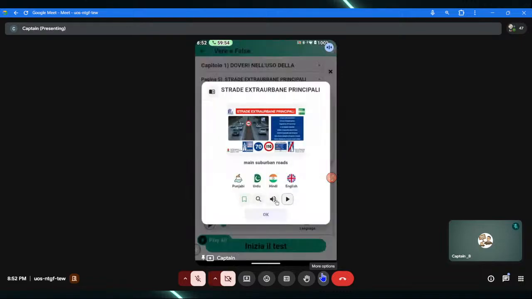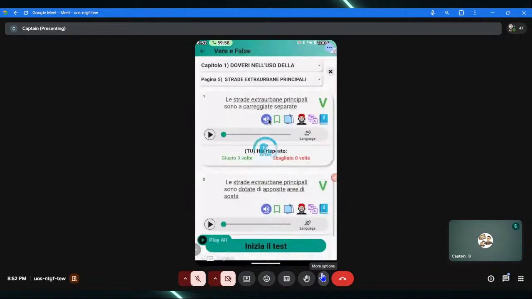Main Urban Road. Right? Number 1 says, Le strade extraurbane principali sono a carreggiate separate. He said this extraurbana principali are carriageways separated. And the answer is vero.